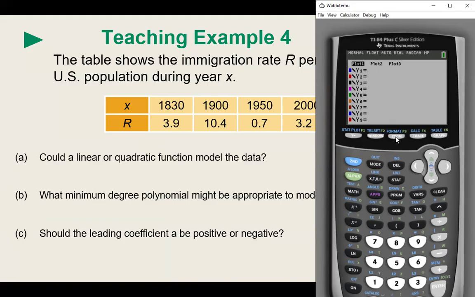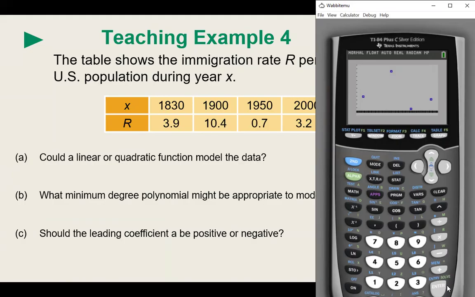Okay? So we're going to press zoom, and the reason why we press zoom is because we want to see our statistical data that we put into our stat edit. And we're going to press 9 to get there. And then lo and behold, bam, here's our scatter plot.